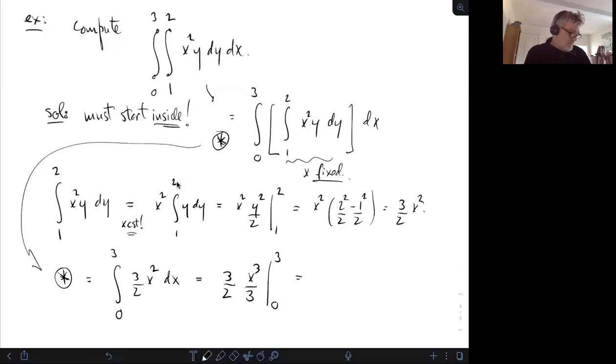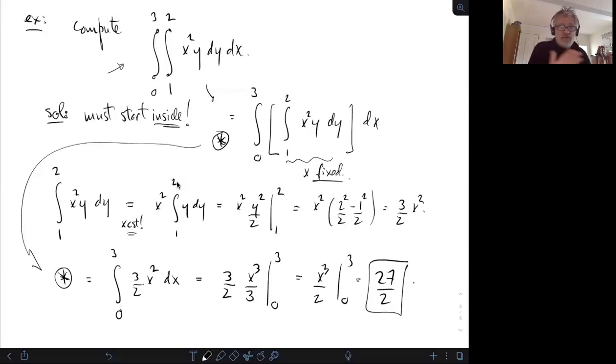So this is x cubed over 2 between 0 and 3. So that's 27 over 2. Okay? So if you have something that looks like this, it's an iterated integral. I'm sort of intuitively telling you that it's the same as the double integral. It'll turn out that it is, but it's a completely different approach to what we want to compute. It turns out it's the same thing.